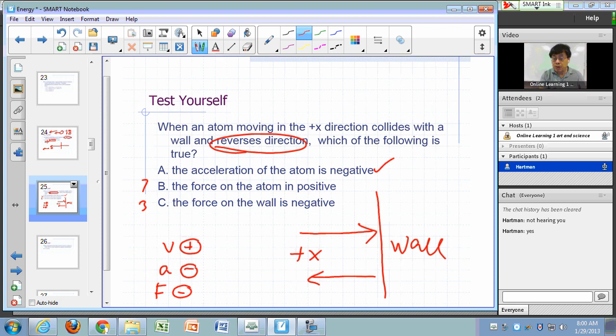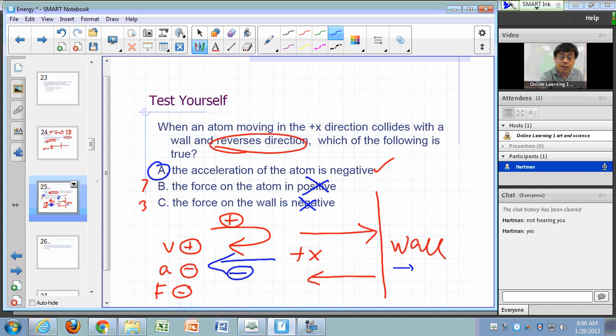So the force on the atom, if it's moving positive originally and eventually turns around, that means there's a force pushing it in the opposite direction, in the negative direction. So the force on the atom is negative. If the force on the atom is negative, then the atom must exert an equal and opposite force on the wall, so the force on the wall is positive. So the correct answer is A.